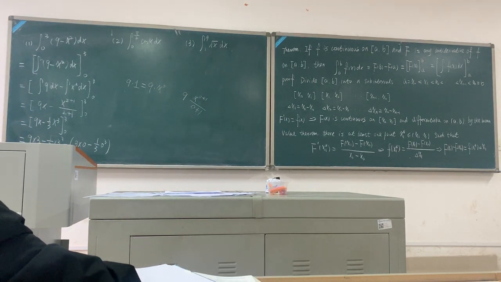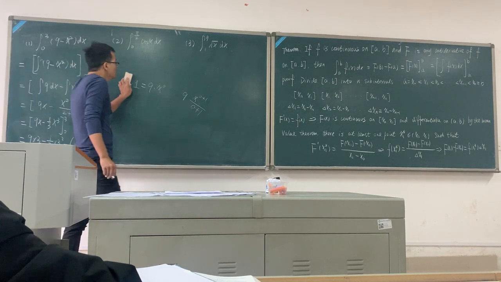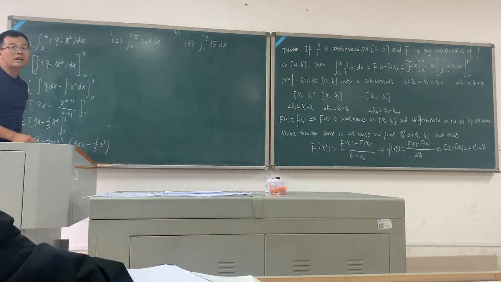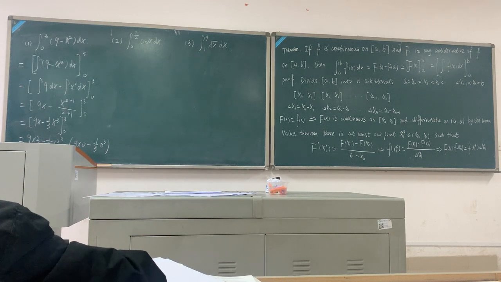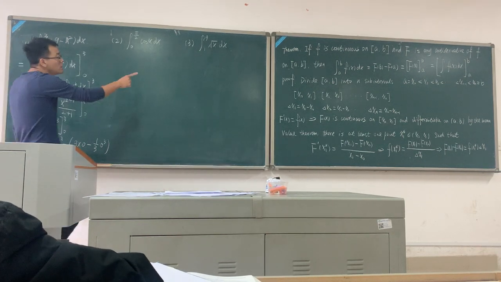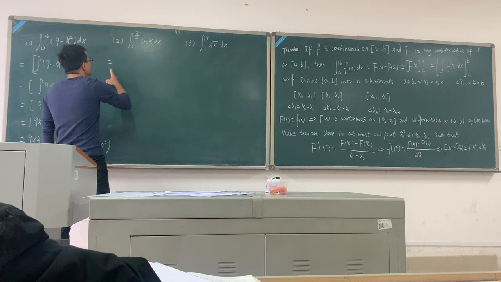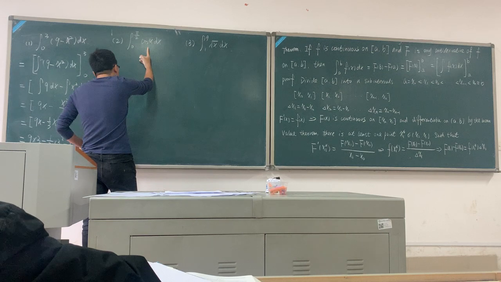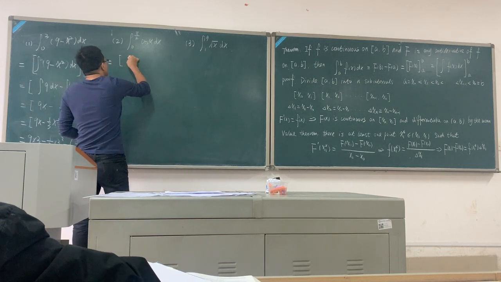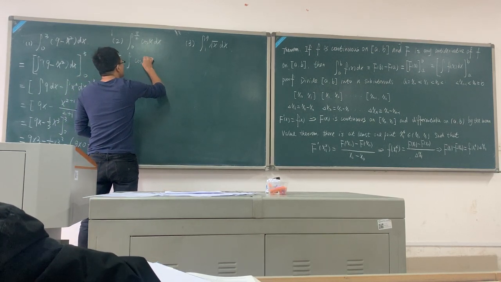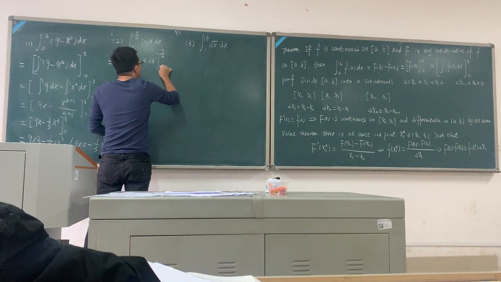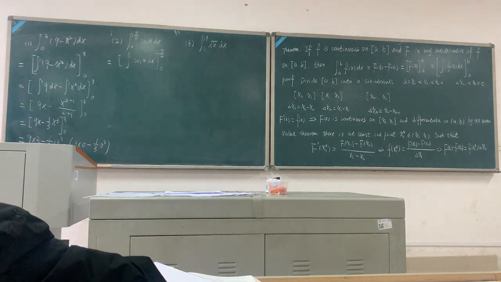So this is the first. Now for the second, it is the same. We use the same result: the definite integral equals the antiderivative of cosine x, evaluated at 1/2 pi minus evaluated at 0.